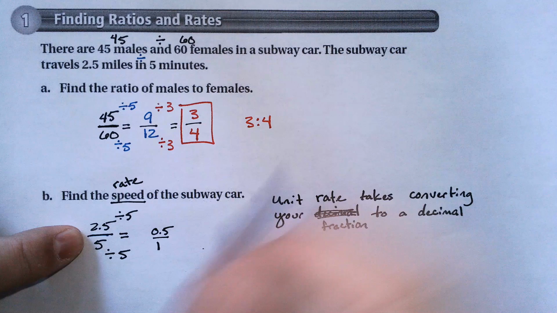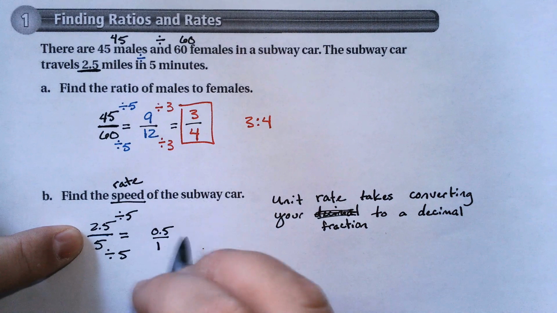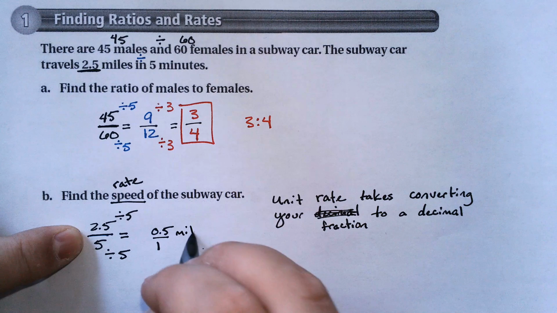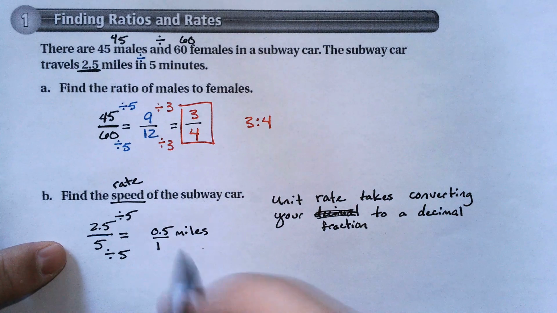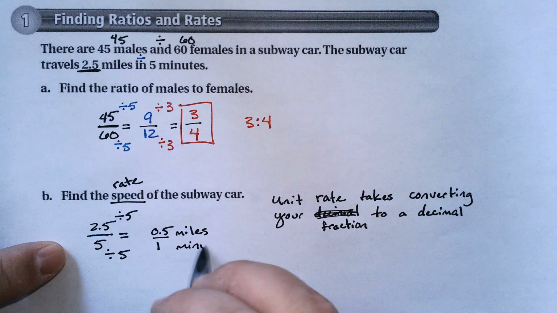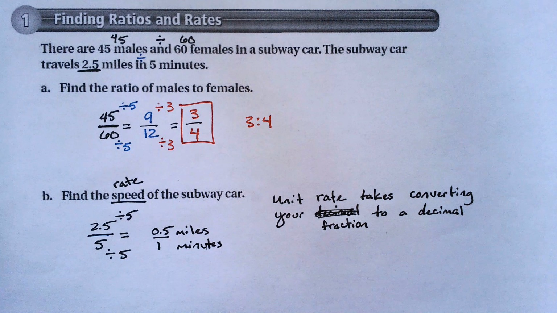Well, what was that 0.5 related to? When I look up here, it came from the 2.5. So this is 0.5 miles. And then down below, it's minutes. Now, in the future, you're going to get fancy because we usually don't talk about speed in minutes or seconds and things like that. We talk about it in hours, but for now, this is all we need.